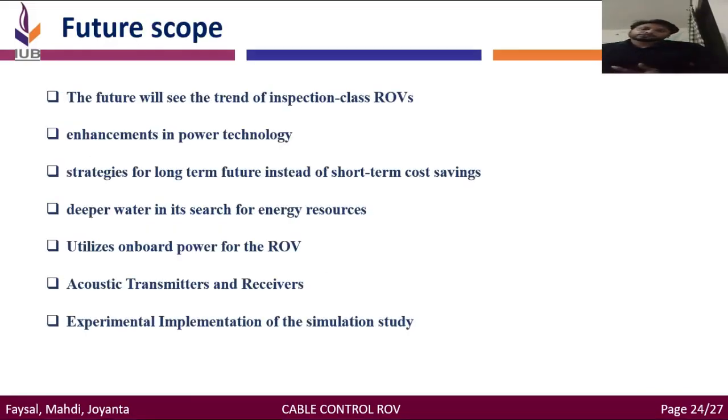The future scope is much larger than any other project. By utilizing an onboard power ROV, we are working on the transmitter and receiver, implementation and simulation study. The future will see the trend of inspection class ROVs in the near future. It will enhance the power technology.